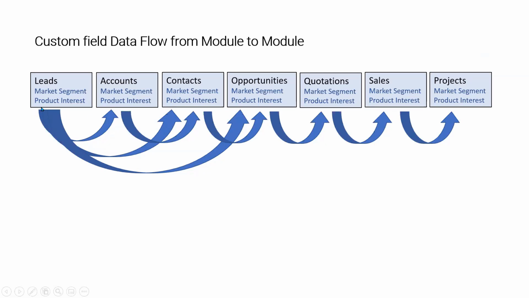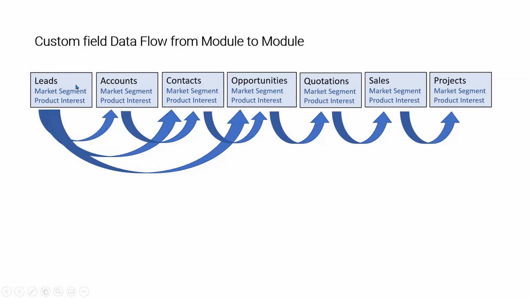So when you're in ClaritySoft, if you put a custom field, and I've got two samples here of market segment and product interest in the leads module, and you then create the same data fields in accounts, contacts, and opportunities, when you convert a lead record to create those three new records, the data will flow into the matching fields in the other modules, okay?